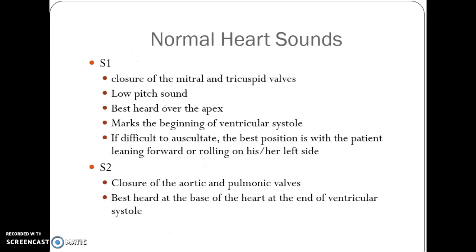Here's a good further explanation of S1 and S2. S1 is the closure of the mitral and tricuspid valves, a low-pitched sound. Again, it marks the beginning of ventricular systole, just like I said on the previous slide. Now you have it in writing. And S2 is the closure of the aortic and pulmonic valves, and you can hear it best at the base of the heart.